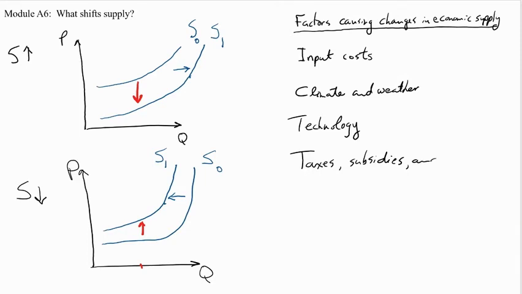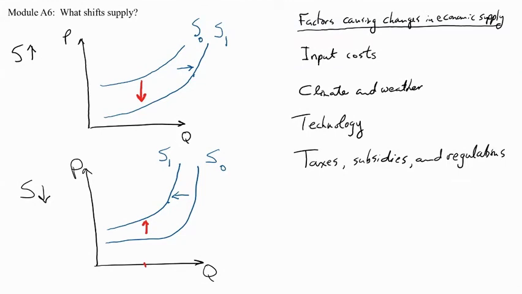Taxes, of course, decrease economic supply by increasing costs. Subsidies increase economic supply by decreasing the cost of production. And regulations can, depending on their nature, cause either an increase or a decrease in economic supply.